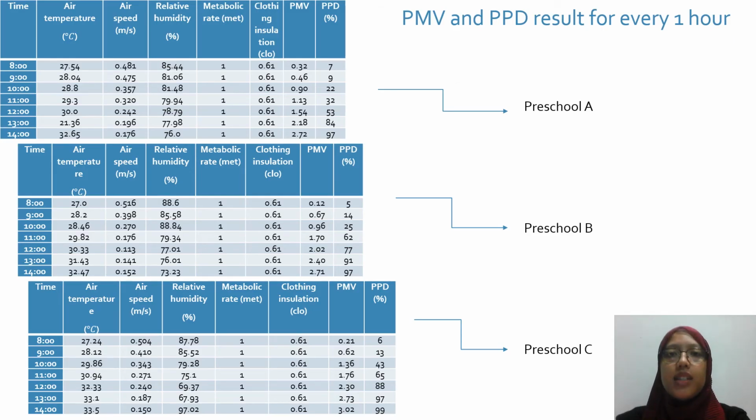The table shown in this slide represents the PMV and PPD result for every 1 hour based on 3 different preschools. As you can see, the result of PMV and PPD is increasing over time. The thermal sensation changes to slightly warm, warm, and hot. The thermal comfort for these 3 different preschools does not comply with the standard that we chose.